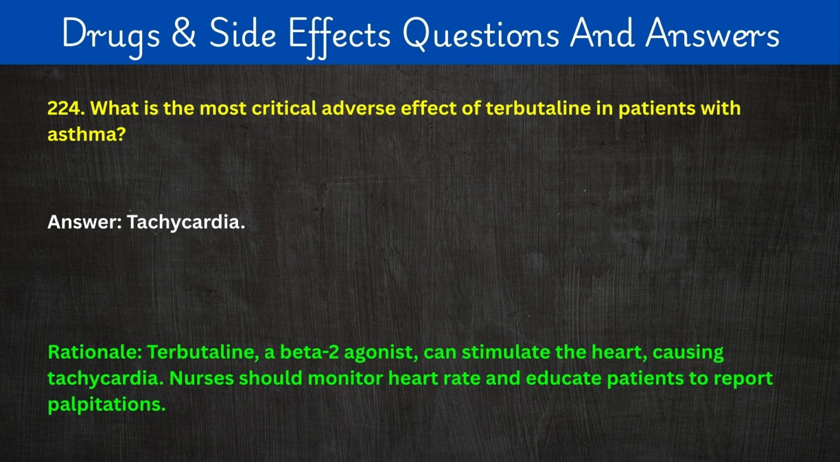224. What is the most critical adverse effect of terbutaline in patients with asthma? Answer: tachycardia. Rationale: terbutaline, a beta-2 agonist, can stimulate the heart, causing tachycardia. Nurses should monitor heart rate and educate patients to report palpitations.